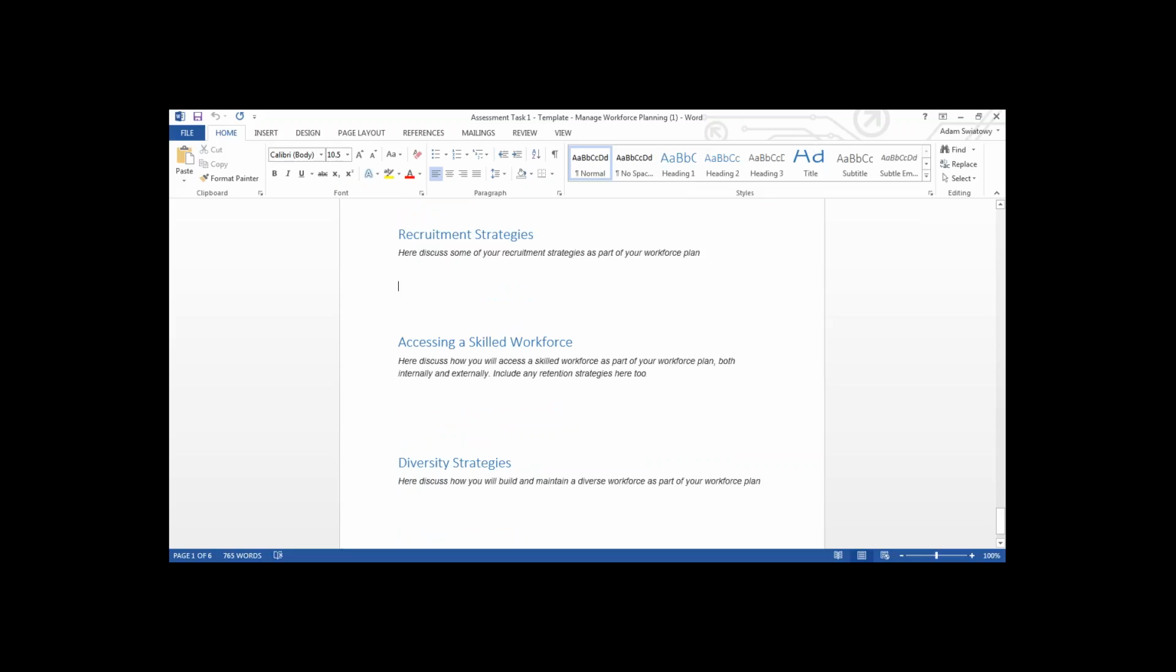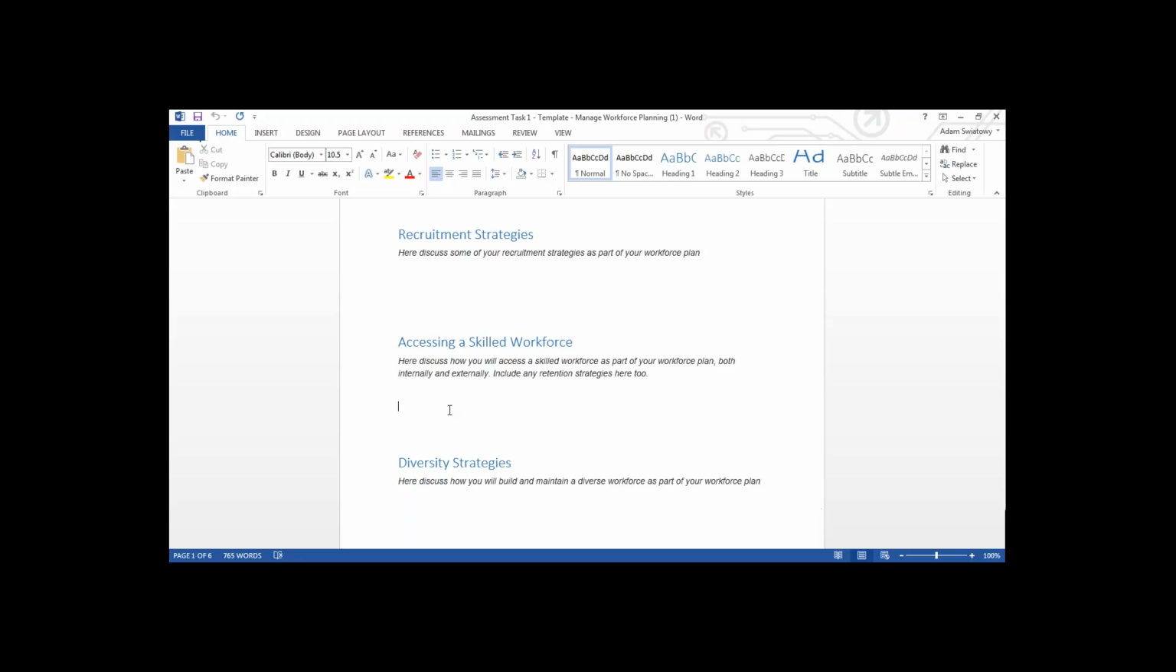Okay, accessing a skilled workforce. This is an extension of that first point. What we want to know here is both internally and externally. So how are you going to access the people that you need, both internally and externally? I.e., will you be training and upskilling certain staff to fill certain roles? And how are you going to fill the other roles? For example, are you bringing them in externally? So just talk about that balance between which ones you're going to be bringing in externally and which ones you're going to be upskilling internally.